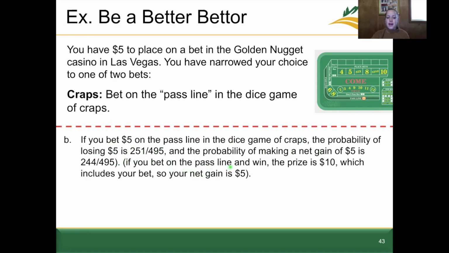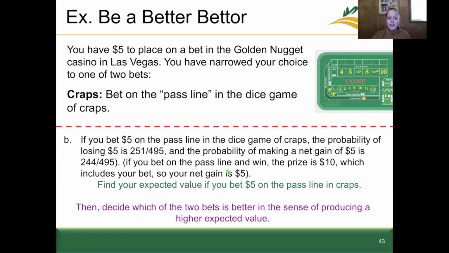Just as we thought for roulette, we're thinking about the net gain here. If you bet on the pass line and win, the prize is $10, but you had to bet $5 initially, so your net gain is still $5. We found the expected value for roulette. We're also going to find the expected value, or the mean, the same thing, for craps. Then we're going to decide which of the two bets is better in the sense of producing a higher expected value. That's what we want to determine in the end.